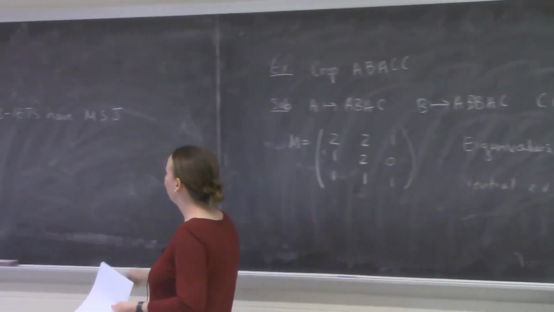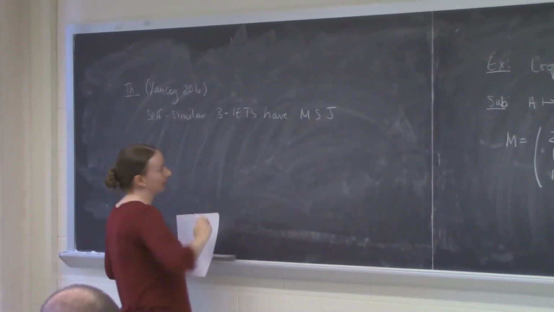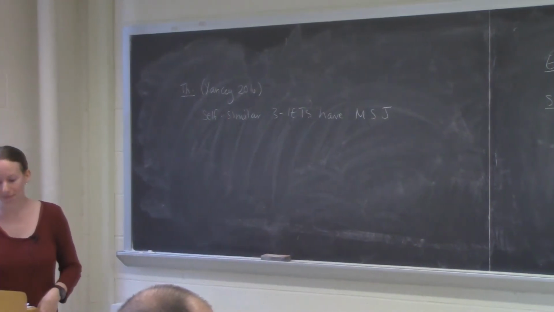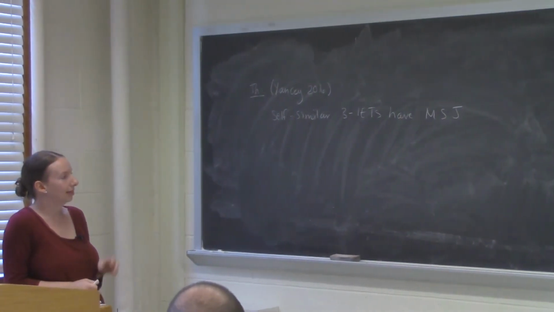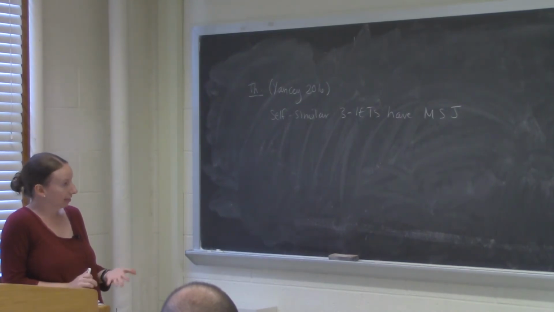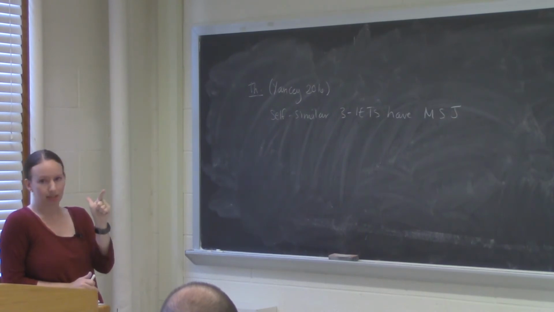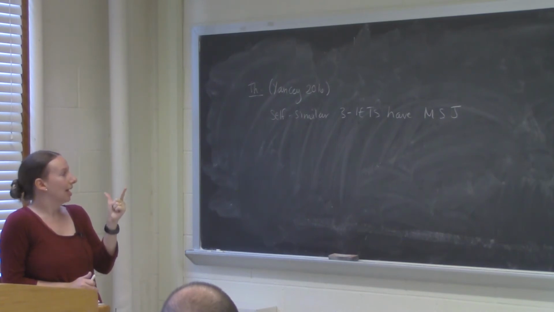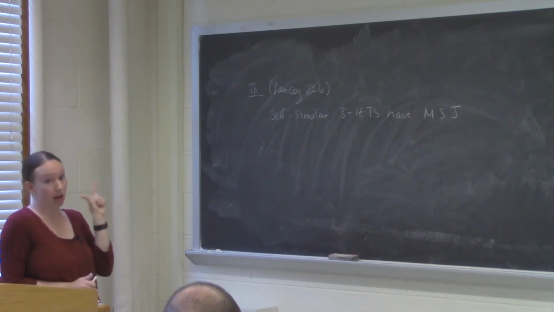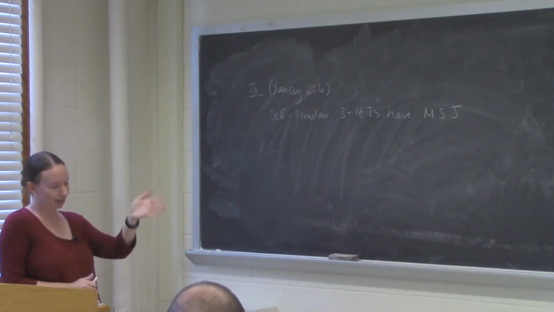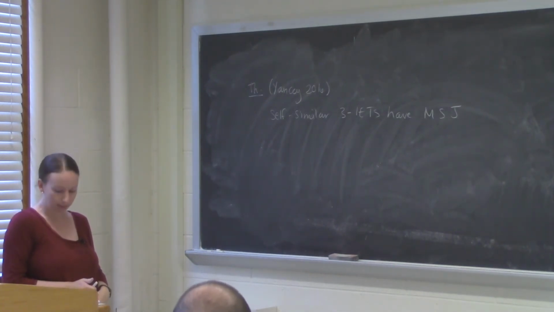The way that I get at these minimal self-joinings is actually through rigidity, which I'm not going to talk about. But there's a theorem that says that 3 IETs either have minimal self-joinings or are rigid. These are two properties that are not compatible, and they're either in one class or the other. The theorem that takes the work is showing that self-similar 3 IETs are not rigid. So then they have to have minimal self-joinings, they're uniquely ergodic, and they have to satisfy Sarnak's conjecture.